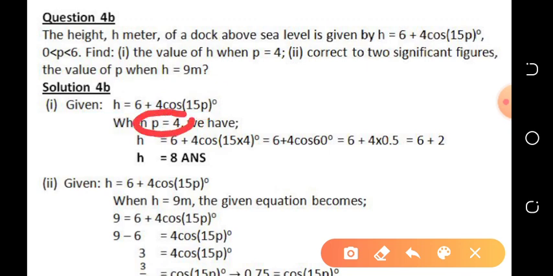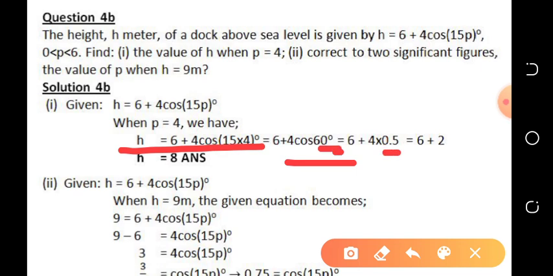Anyway, you have P in this expression, you put 4. Let's move on. We have H is equal to 6 plus 4 cos 15 times P. In place of this P, you put 4. This gives us 6 plus 4 cos of 15 times 4, which is 60 degrees. Now, cos 60 degrees is what? It is 0.5.